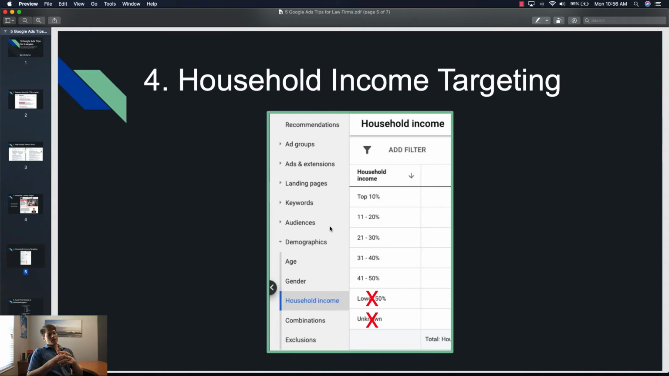This is because they're unknown because Google just doesn't have enough data on them. They don't know with enough certainty whether or not they fall into any of these categories. So they just label them as unknown. Whenever you exclude the lower 50% and the unknown categories, you're going to get a lot better quality leads, people who can actually afford you. They likely have a consistent, steady job, so they're just much better quality clients for you.